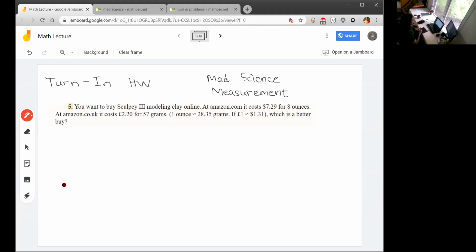On a totally different note, this one isn't about the geometry. This was a unit analysis problem. Someone asked about turn-in homework number 5. So in case you don't know, Amazon has not only the one that we normally see when we search for Amazon, but there's the UK version also.